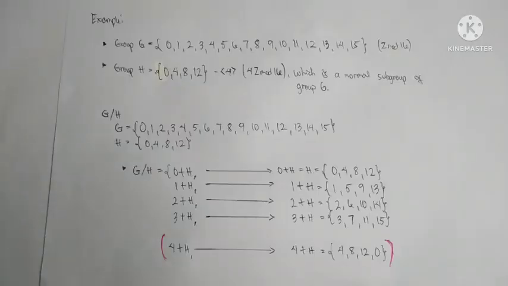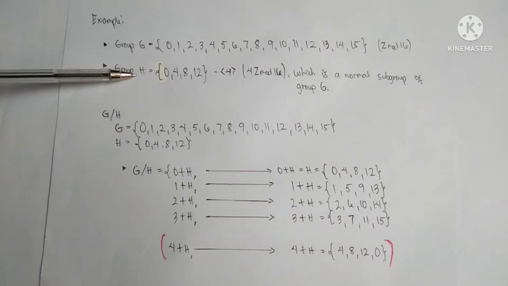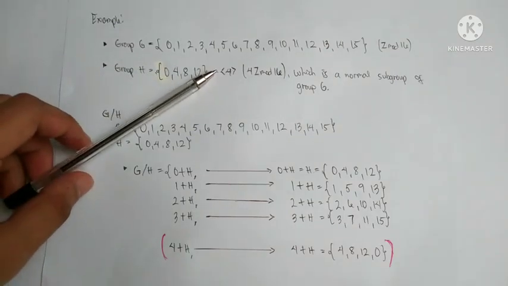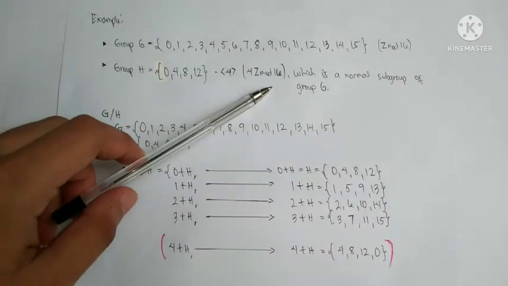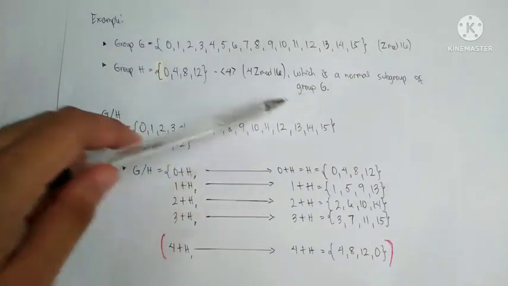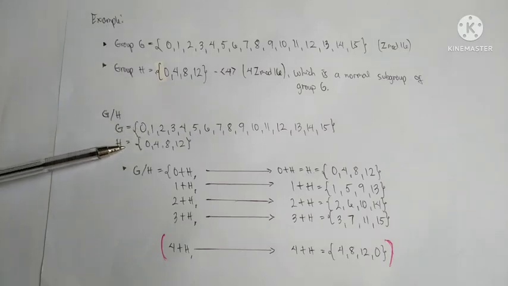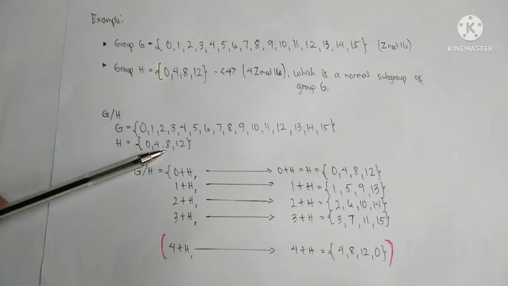This is another example of a factor group. This time we use the group G as the integers mod 16, and we have a normal subgroup H, which is {0, 4, 8, 12}, just 4Z in Z16, which we know is a normal subgroup of G. Now let's see what G/H will be. G is the integers mod 16 and H is {0, 4, 8, 12}.